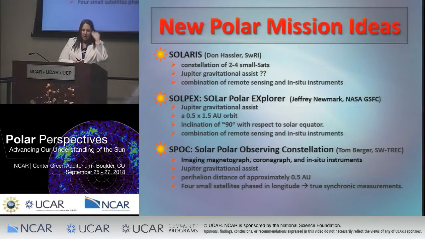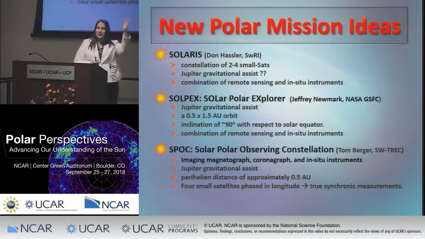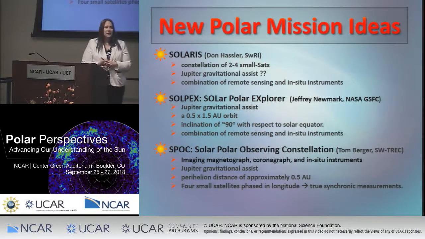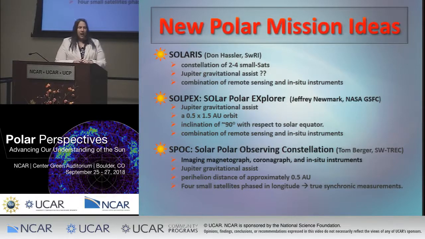Jeffrey Newmark's going to talk about the Solar Polar Explorer, also with a Jupiter assist, with a 0.5 by 1.5 AU orbit, an inclination of 90 degrees, so it's going to get that direct overhead view of the sun, also with a combination of remote sensing and in situ instruments. But I think the one that I'm most excited about is the Solar Polar Observation Constellation that Tom's been working on. It's just an incredible concept.